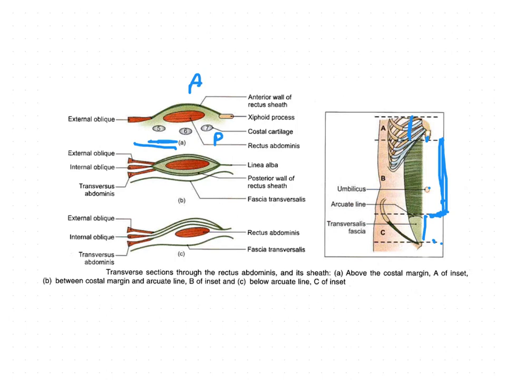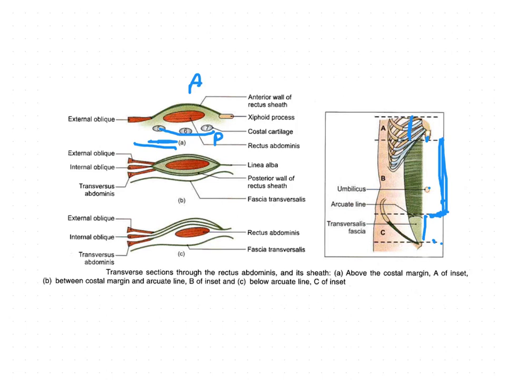So anteriorly, the anterior wall is formed by the aponeurosis of the external oblique. Only the external oblique muscle aponeurosis is taking part in the formation of the anterior wall in region 1. Now coming to the posterior aspect of this region, the rectus muscle is resting directly on the ribs and costal cartilages. So it is resting directly on the costal cartilages of the 5th, 6th and 7th ribs.